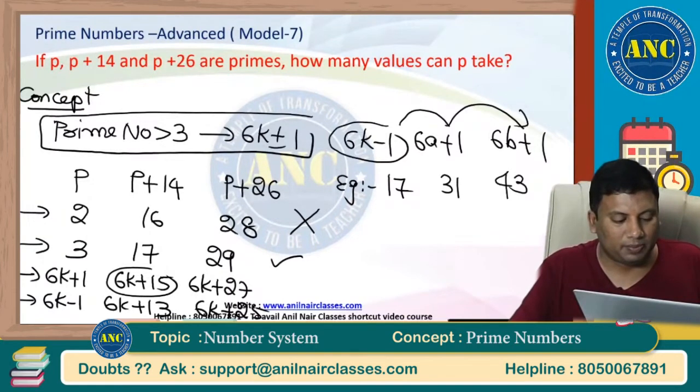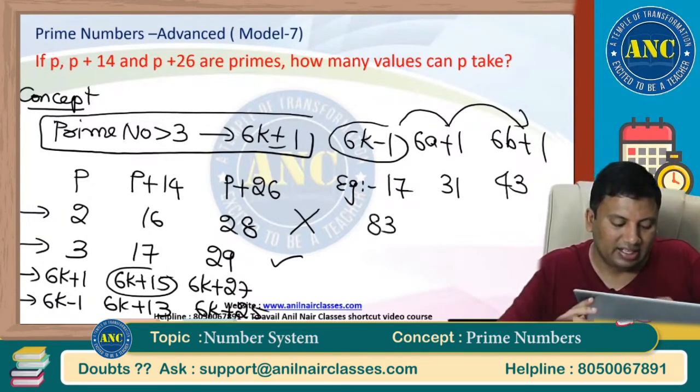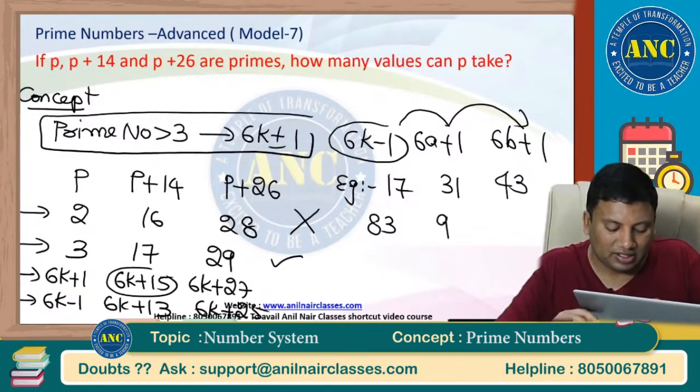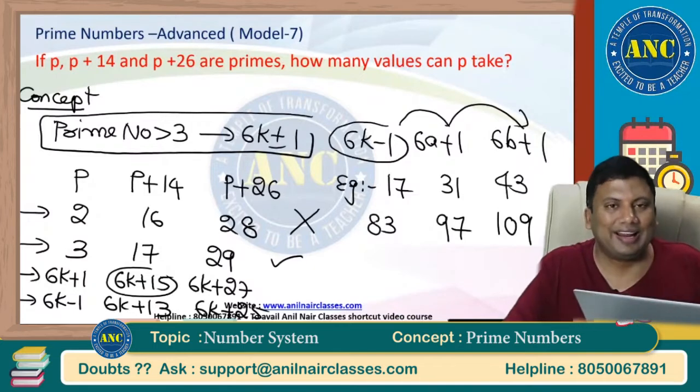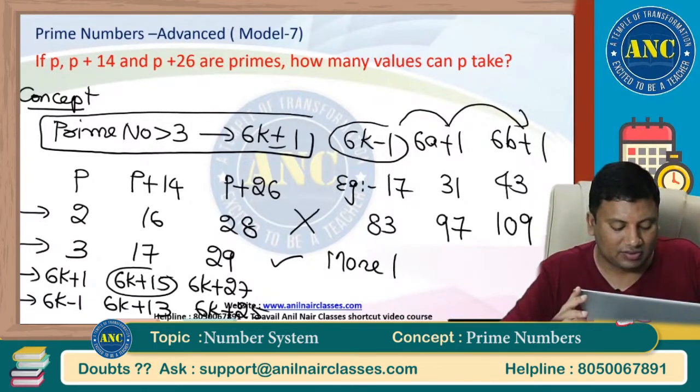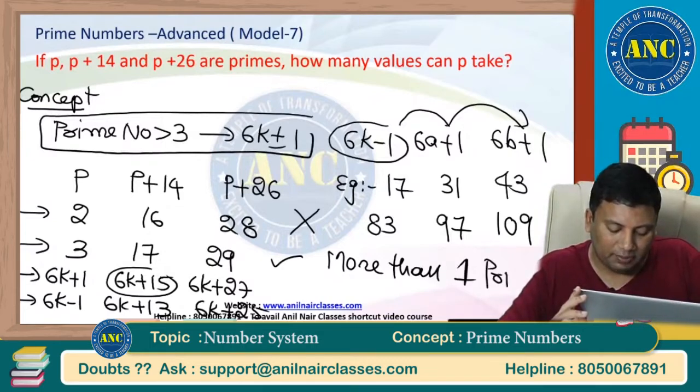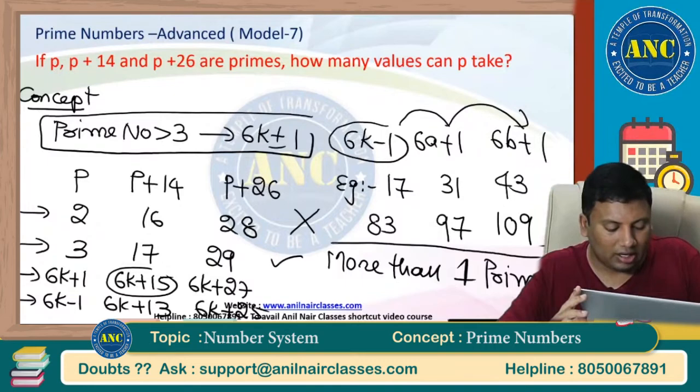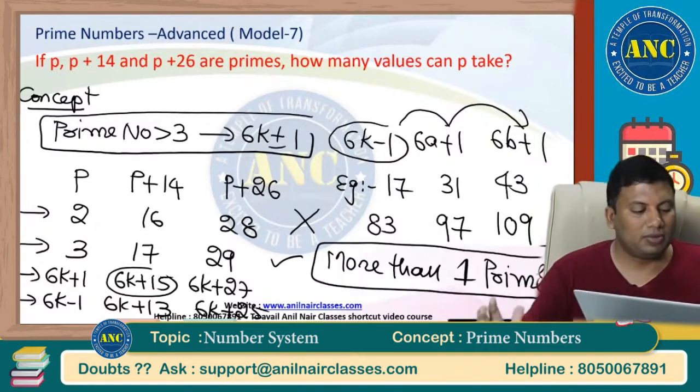43, it is possible. If it is 83, 6 into 14 minus 1, 83 plus 14 is 97, 83 plus 26 is 109. There exists more than one prime number which will satisfy this triplet. This is the most repeated type in prime numbers, sir. Model number 7: more than one prime number possible.